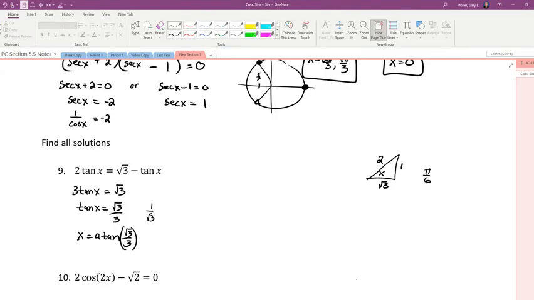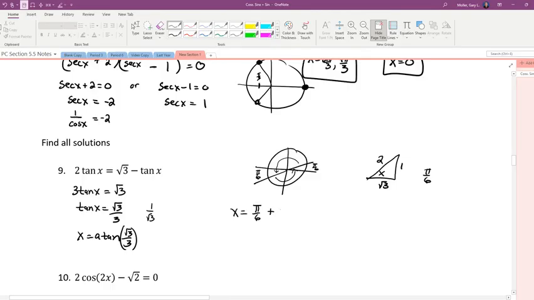So when is tangent positive? Tangent is positive in quadrants 1 and 3. So we're looking at a pi over 6 angle here and a pi over 6 angle here. I should quickly recognize, well, number one, these are my only 2 answers once around the circle, and they're separated by pi. So I could say that the answer is pi over 6 plus pi n.